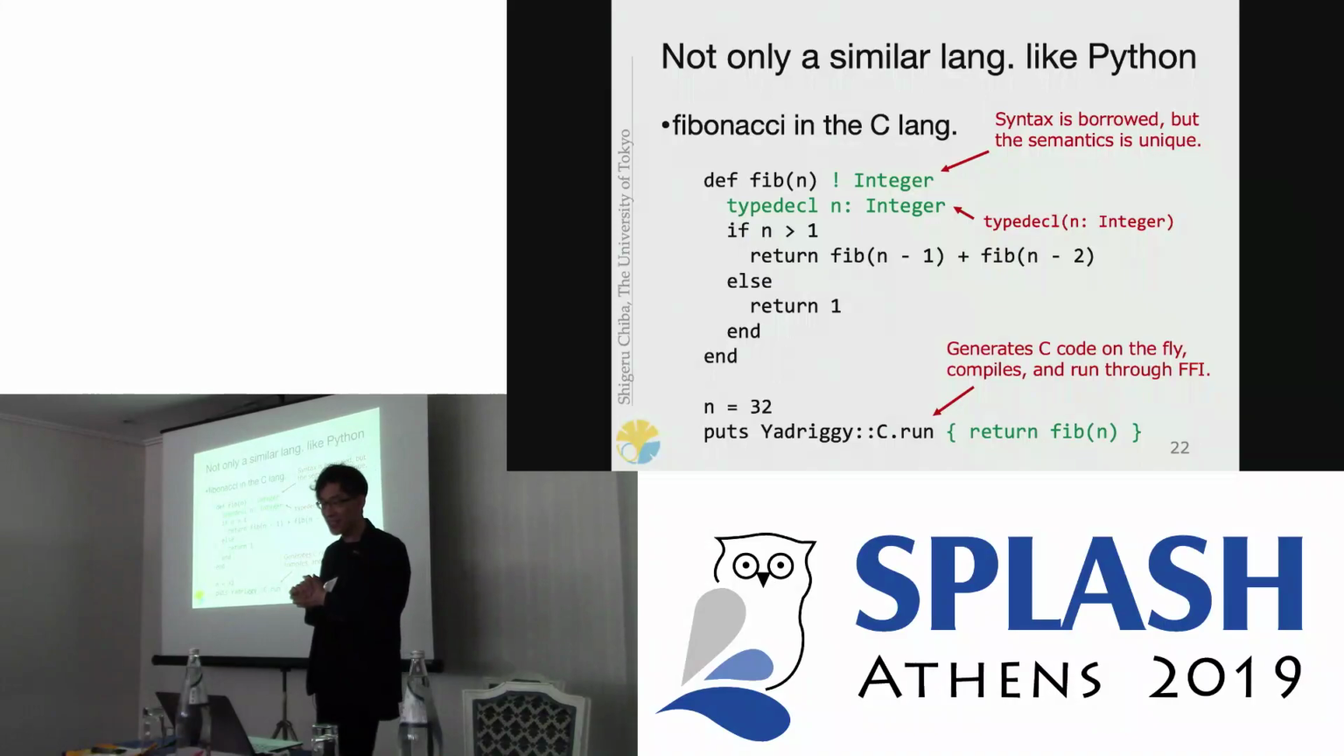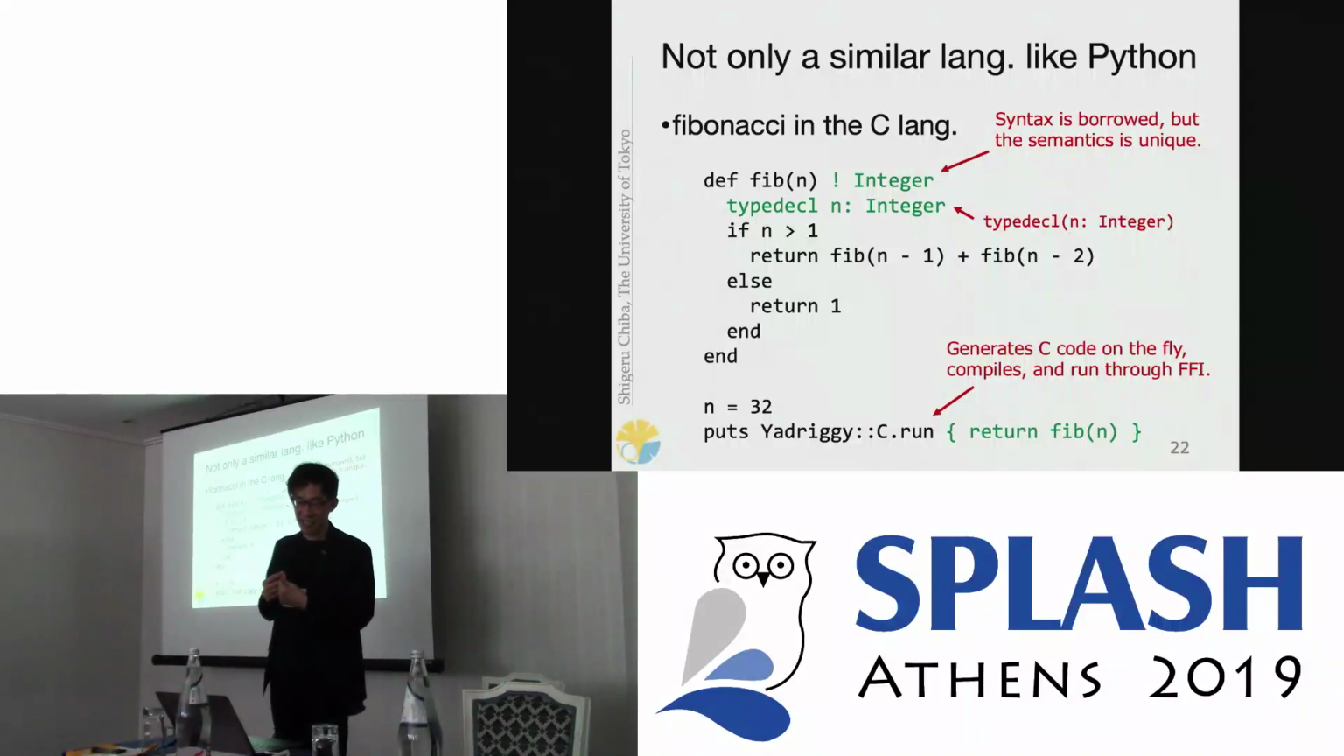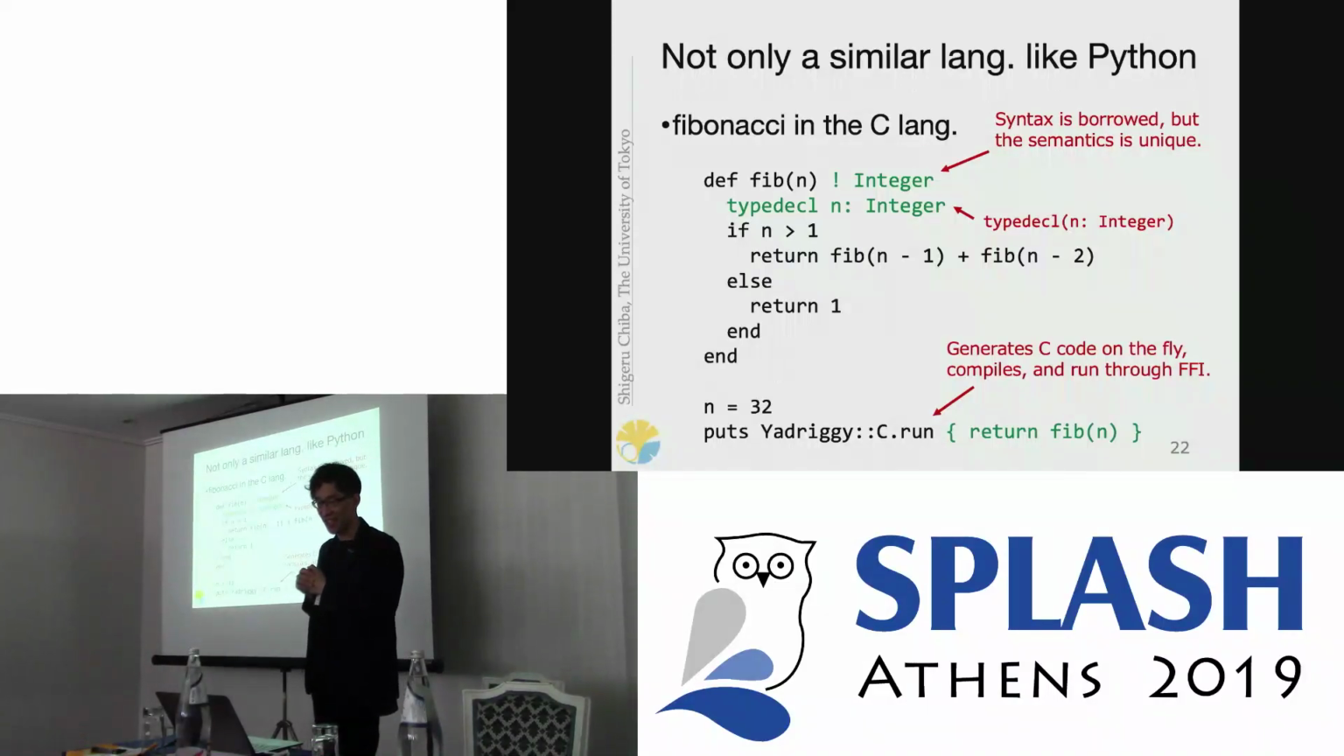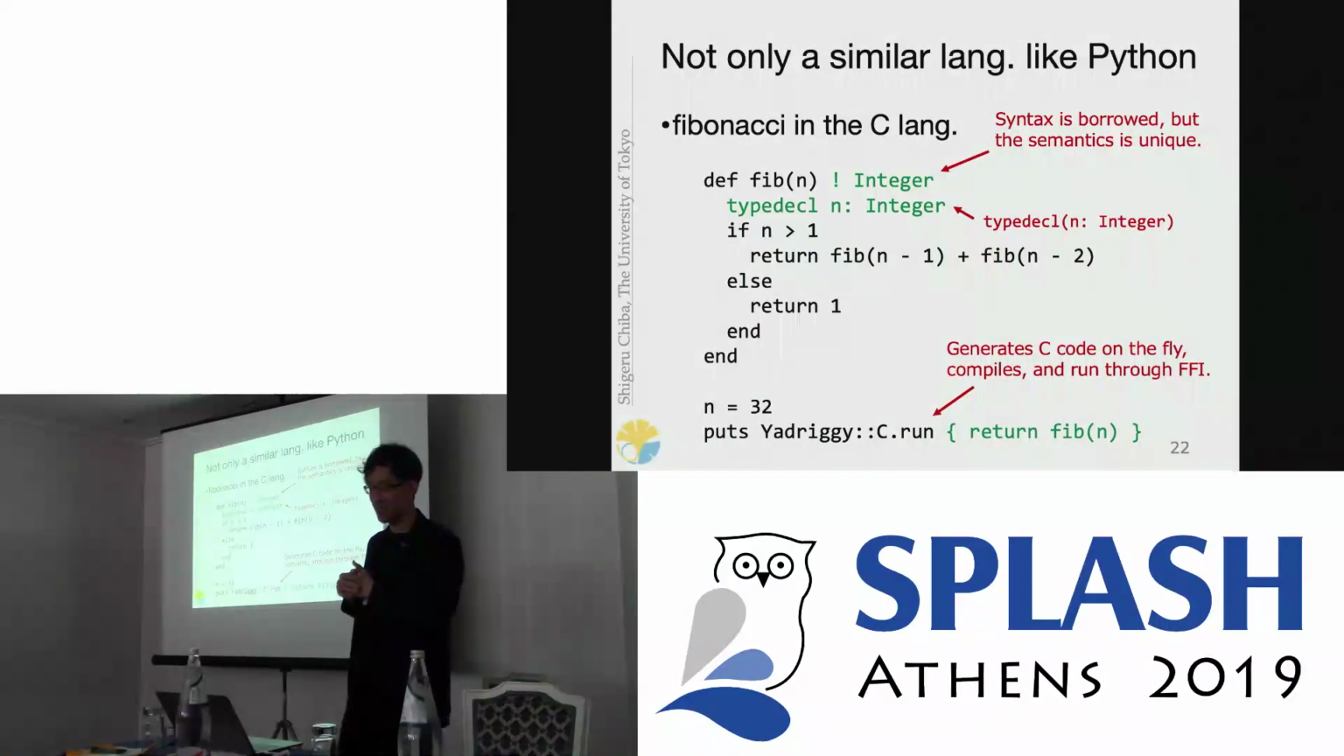The reviewers told me that this work will only be applicable to Ruby and Python because these two languages are very similar. So this approach might be effective only for pairs of languages which have similar syntax. But my claim is no, not only similar languages like Python. So this is an example to access C code, a C library. I also implemented this on top of the Yadorigi framework.